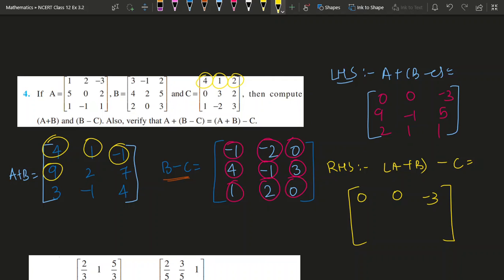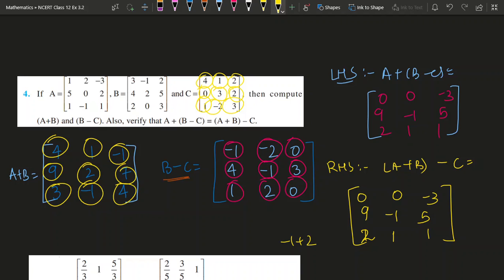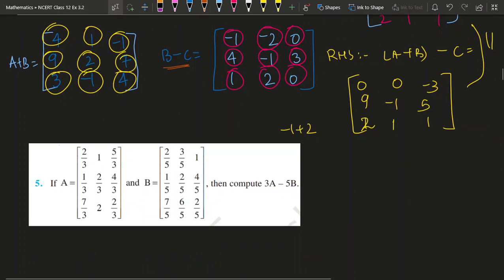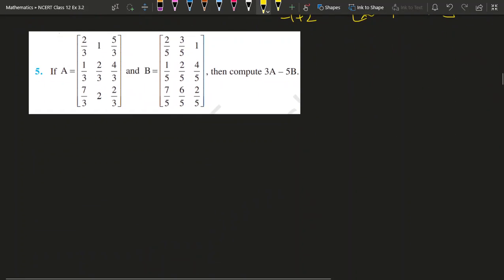So 9 minus 0 gives you 9. 2 minus 3, negative 1. 7 minus 2, 5. 3 minus 1 gives you 2. Negative 1 minus negative 2, so negative 1 plus 2 gives you 1, and 4 minus 3 gives you 1. So you have essentially verified it. The two matrices are equal. All the corresponding elements are equal in this case. Let's move on to the fifth problem.